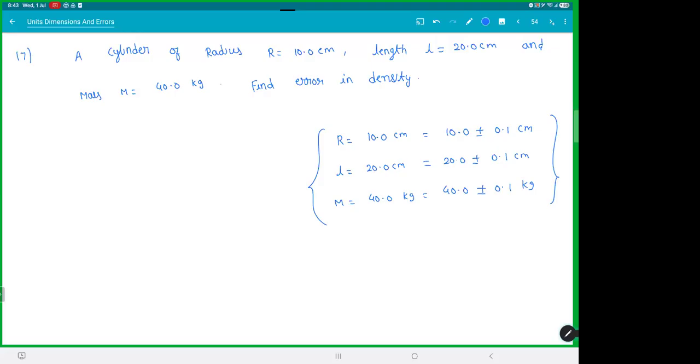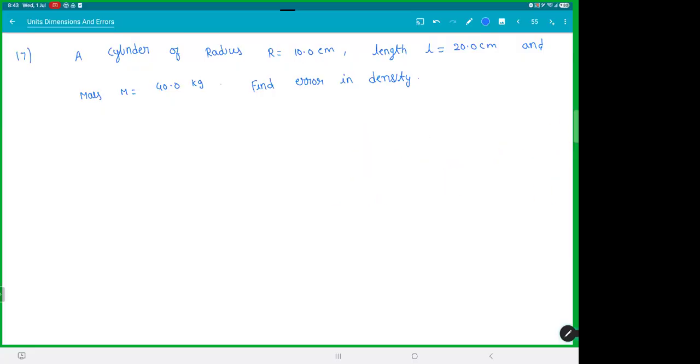Again, what is the density formula? Mass by volume. So rho is m over volume, and volume is pi r square L. Again, you can clearly see it looks like the power rule. So d rho by rho is dm by m plus 2 times dr by r plus dl by l. Yeah, you're done from there.